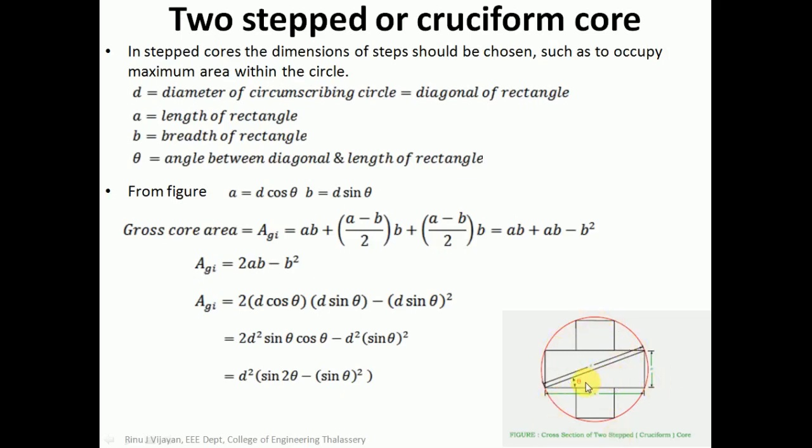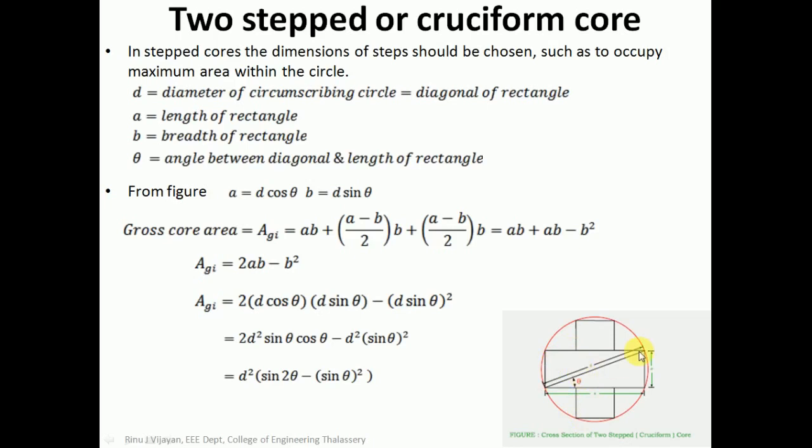Therefore, I can easily say from this right angle triangle, A is equal to d cos theta and B is equal to d sin theta. Now let's determine the gross core area. As we know, it is indicated as AGI. So in the case of this two-stepped core, the gross core area will be the area of this rectangular portion plus this rectangular portion plus this rectangular portion. So the sum of the areas of this rectangle and these two rectangles will give you the gross core area.